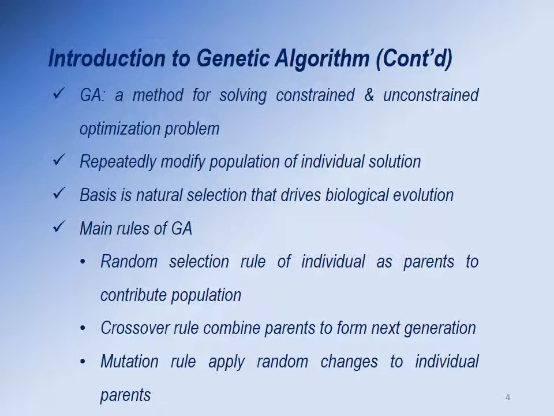There are three main rules in genetic algorithm. The first one is the random selection rule, which is the selection of individuals as parents to contribute to the population. The next one is the crossover rule, which combines parents to form the next generation. And then the mutation rule applies random changes to individual parents. By following these rules, genetic algorithms solve optimization problems in a distinguished way. In my next slide, I'll show how it is distinguishable from classical optimization algorithms.